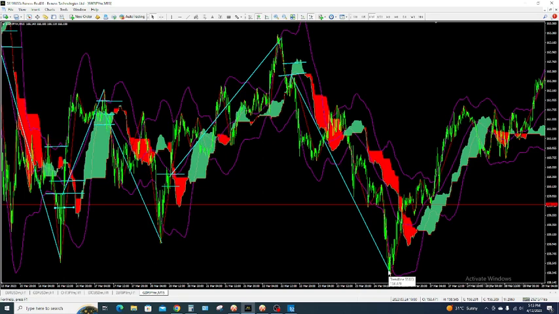Number one, there has to be a contraction between the upper Bollinger Band and the lower Bollinger Band. Number two, there has to be breakage of the middle Bollinger Band by the price. Number three, the price has to break the green of Ichimoku on top. Number four, you must be seeing red on Ichimoku on your right, then you take a trade.